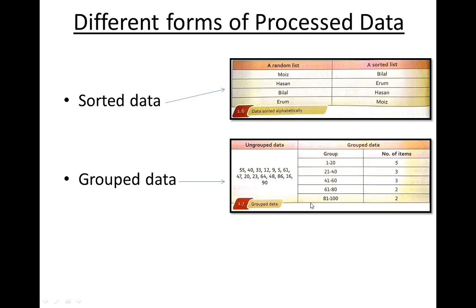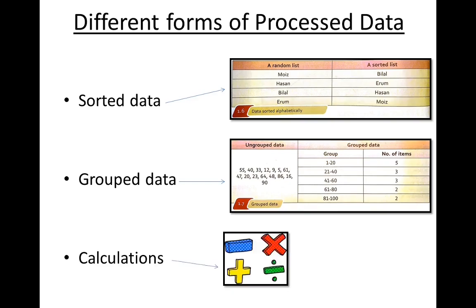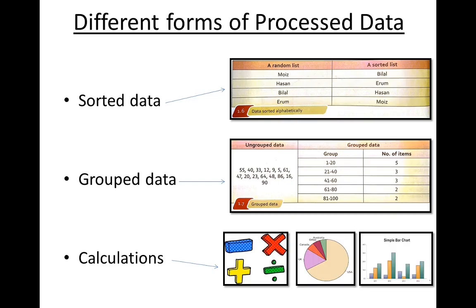Now the third form of processed data is calculations. Students, all of you know about these arithmetic symbols which perform some specific calculations. These can be used by computers to convert raw data into useful information. Users can also create pie charts or graphs to display their data using computers, as computers are highly efficient at performing calculations.